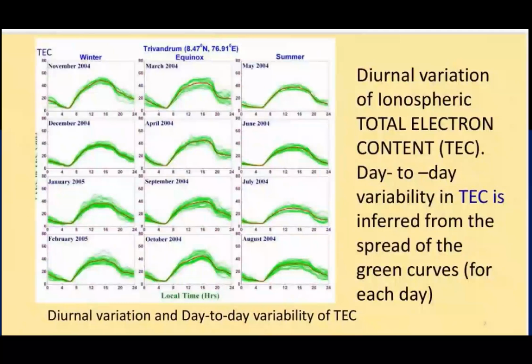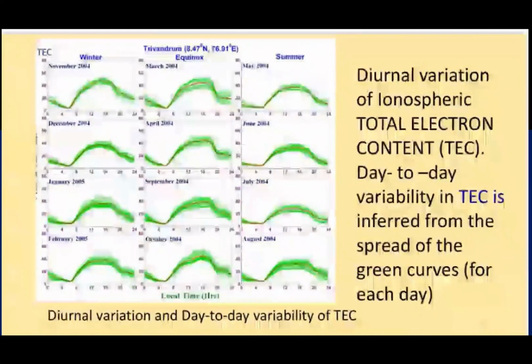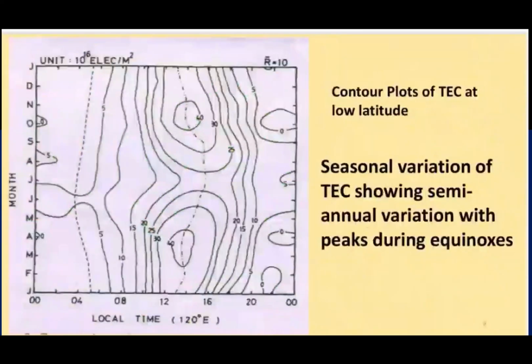The green curve indicates the day-to-day variability, and the mean curve indicates how the electron content varies during the course of the day. So we see that it attains a minimum around 4 or 5 o'clock in the morning. Then when the sun's rays start, it starts increasing, reaches a maximum sometime in the afternoon, and then it decreases. So this is the typical diurnal variation and variability of the parameter at the equatorial station. It is true for other latitudes also.